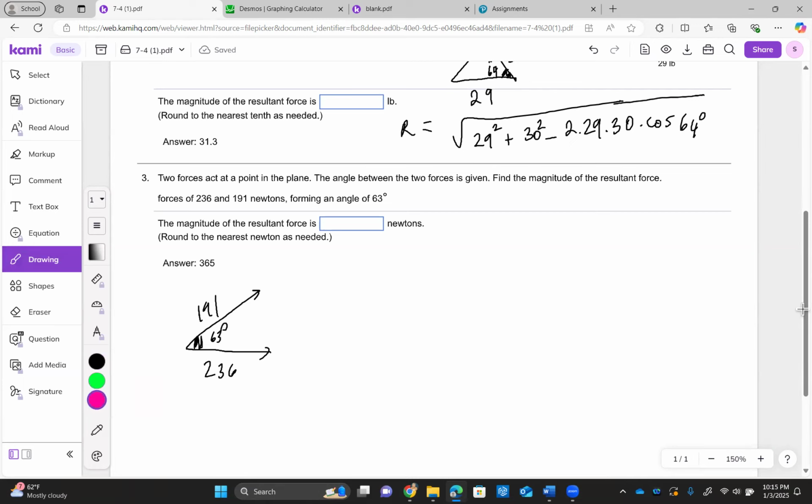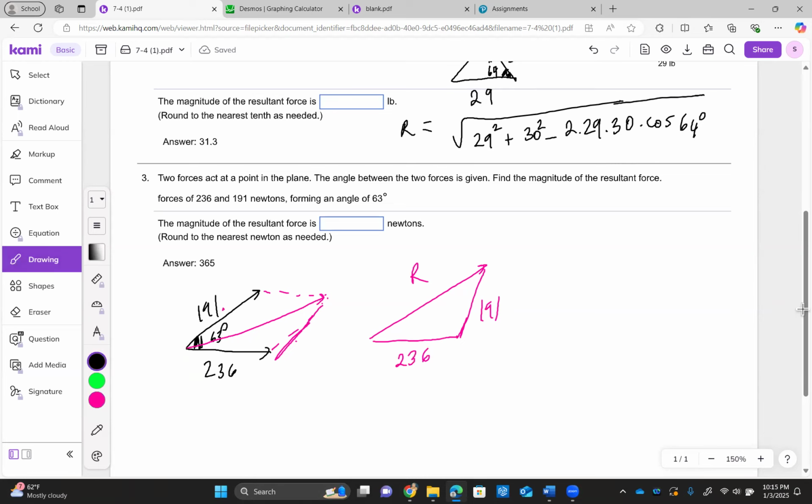Just like the other problems, the resultant force, if we complete this to a parallelogram, according to the parallelogram method, is going to start from here and it will end up here. So this diagonal of the parallelogram is what we need to solve for. So we're going to solve for this. And then this side of the triangle will always match with the given forces. One of the given forces, 191. And then this force is given as 236.